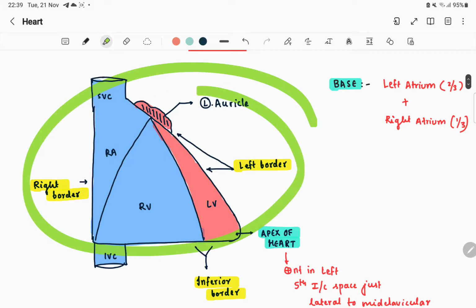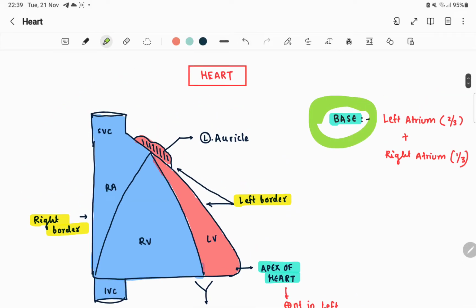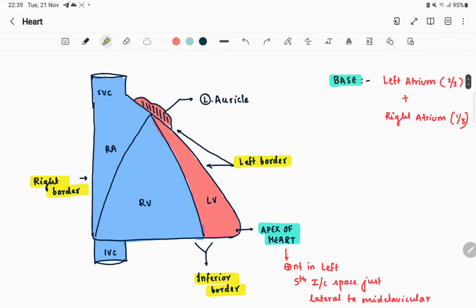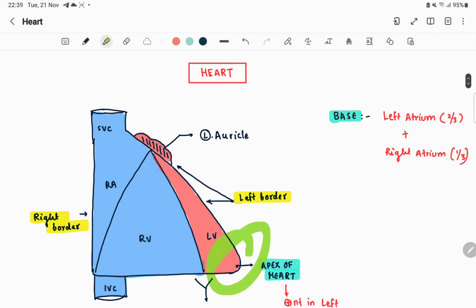And this is just the gross structure of the heart. The base is formed by the left atrium. 2/3 of the base is formed by the left atrium, and 1/3 is formed by your right atrium. This is the base, and this is the apex.